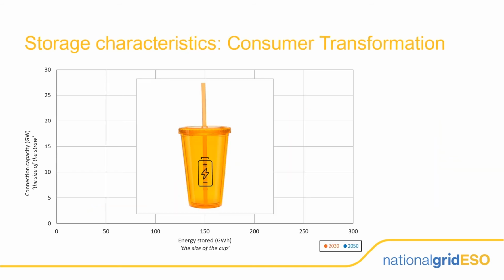Now I want to also highlight a bit more on storage characteristics. Returning to the straw and cup analogy, remember that the connection capacity, or the rate of power back to the grid, is analogous to the size of the straw. I have this on the y-axis. The amount of energy stored is represented by the size of the cup. I have that on the x-axis.